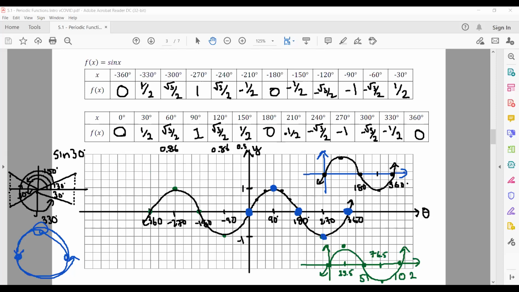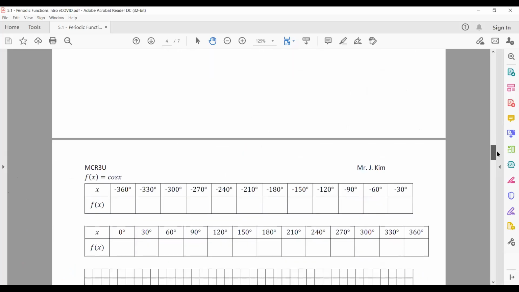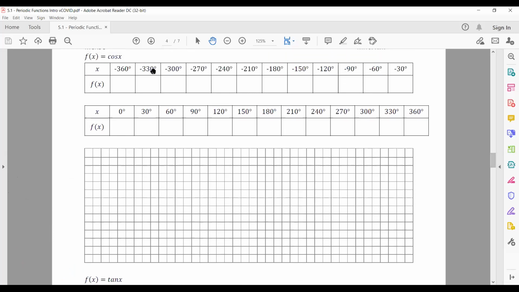Okay, let's complete this. I want to do cosine a little bit faster because it's basically the same thing, rotating around. And then I want to show you tangent, although you will not be tested on it. Let's clear this and let's move down. I'm going to move a little bit faster here.